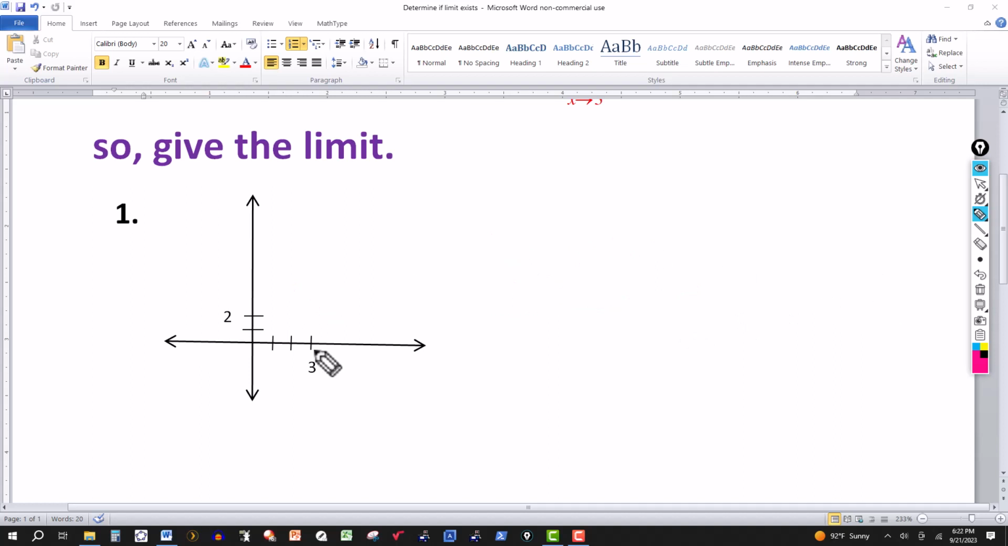Now let's go again. At 3, I'm going to go 1 unit up, and it's open. And I have a parabola this way, and a parabola this way. I want to know the limit as x approaches 3. Again, the two-sided limit will exist only if the right and the left-hand limits exist and are equal to each other.